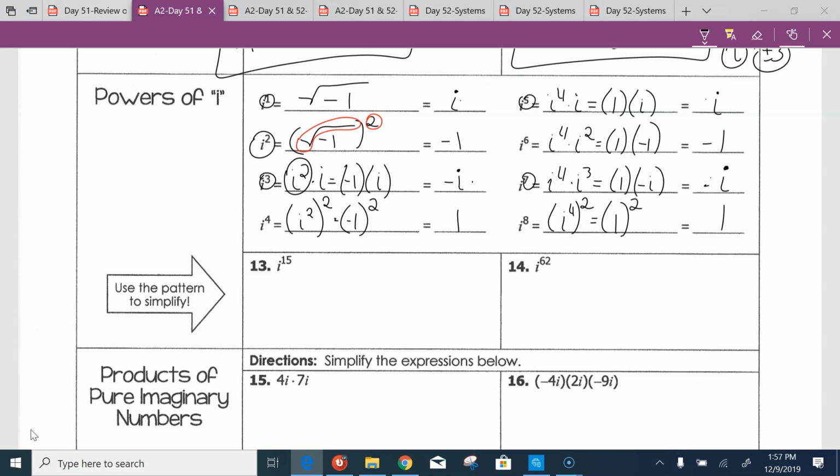Same thing with your even number exponents. i squared and i to the 6 give you -1. i to the 4 and i to the 8 give you positive 1. So all your evens will give you a version of -1 or positive 1. All your odds will give you a version of positive i or negative i, basically.